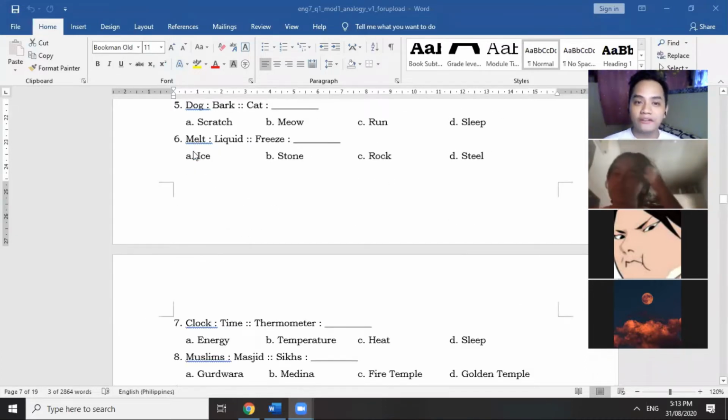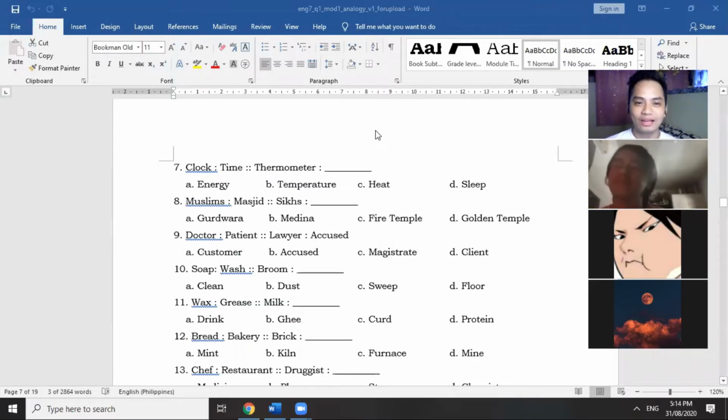So, melt refers to liquid. What is the relationship of melt and liquid? When something melts, it turns into liquid, right? So when something gets frozen, it becomes what? Or it relates to what? Joffrey. It becomes ice. Oh, very good.